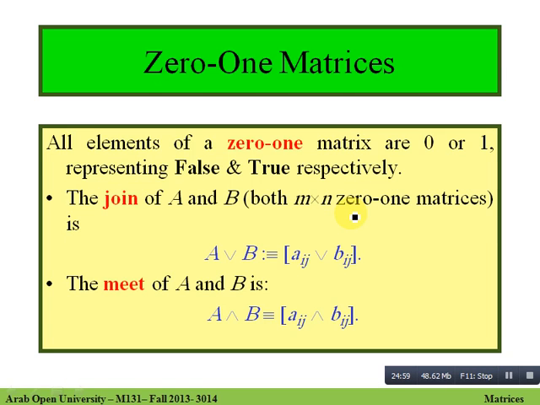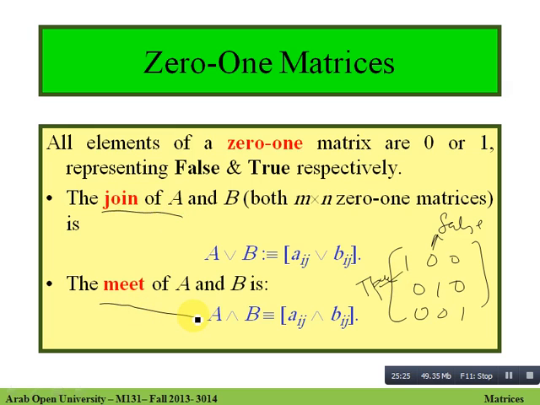A 0 1 matrix is a matrix in which all entries are zeros and ones, where 0 represents false and 1 represents true. For example, over here 1 0 0, 0 1 0, 0 0 1. Here 0 means false and 1 means true. This is called a binary matrix. Now here there are two operations for 0 1 matrices, that is join and meet. Join is an or condition of true or false, and meet is an and condition of true or false.